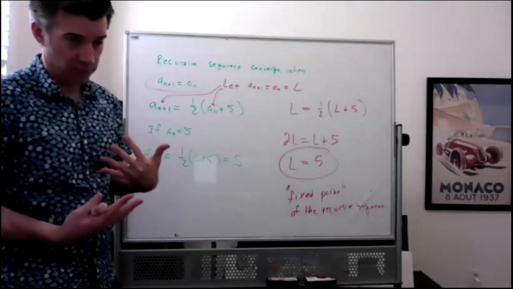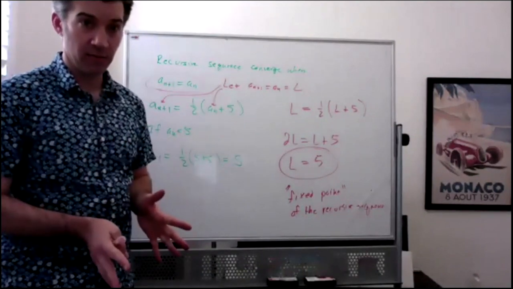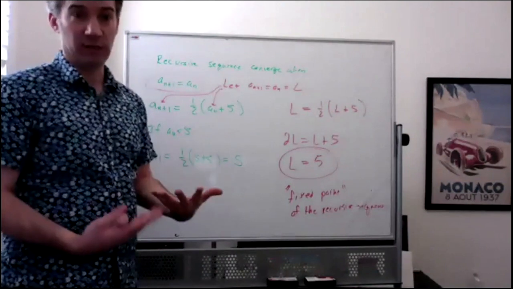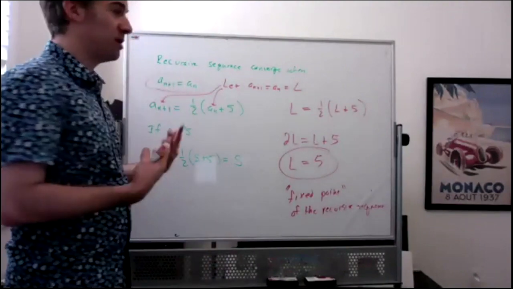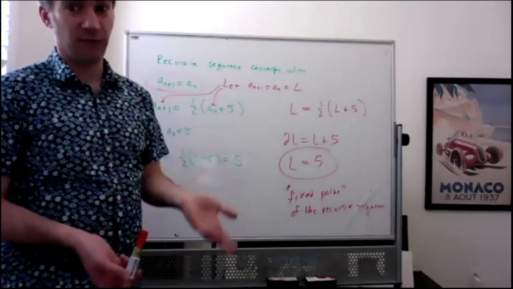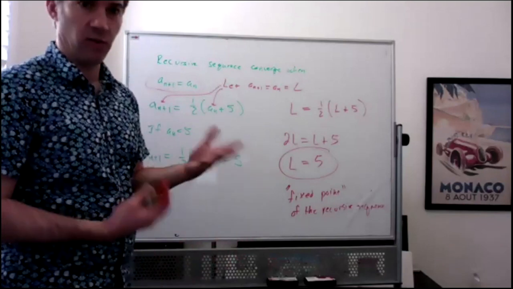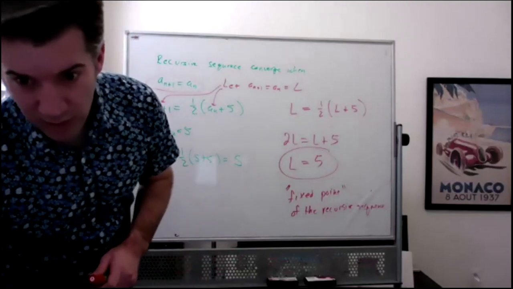I should mention here, a fixed point is not necessarily the limit. A fixed point is a candidate for the limit, but it might not always be the limit. Here, it totally is. But if we'd started somewhere different, we might have ended up with not that value. Although I think this one, no matter where you start, you do end up getting closer and closer to 5. So let's look at some more examples.